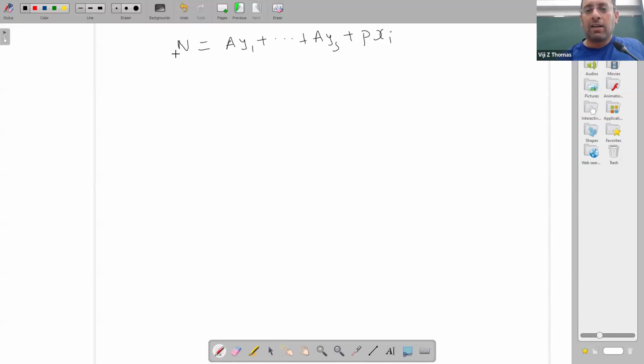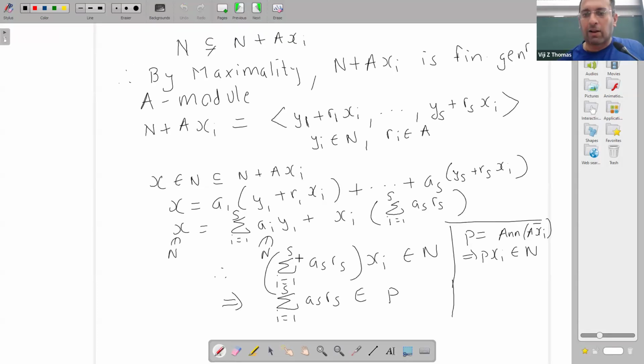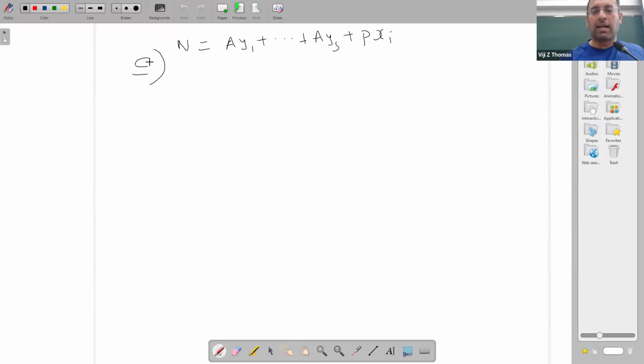So this direction of the calculation is what we did on the previous page. This calculation shows this containment. Now the other containment is trivial because each y_i belongs to n and P xi belongs to n. So this is also trivial, and this gives equality. Let me erase this part, since it is out of the board here. So this is what we got.